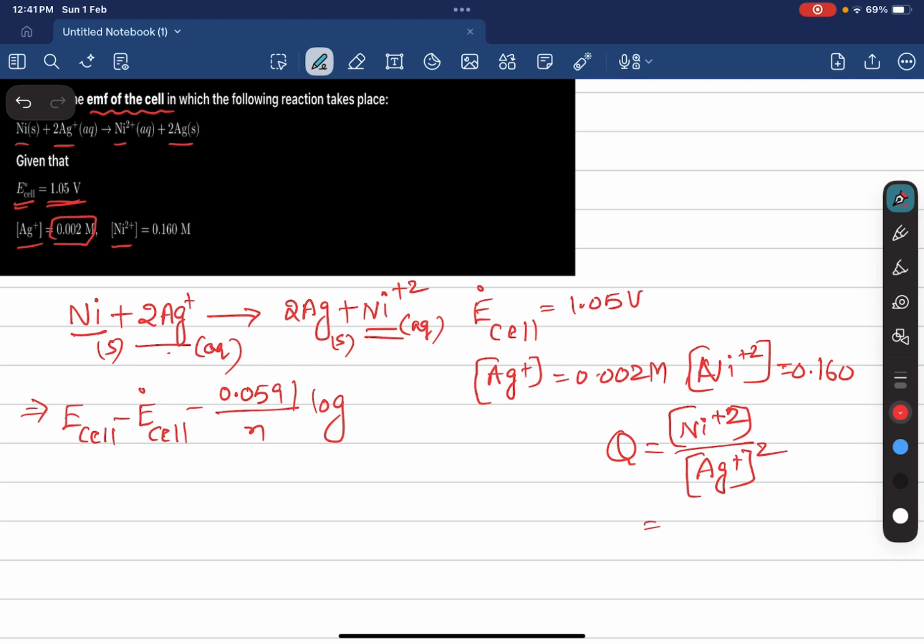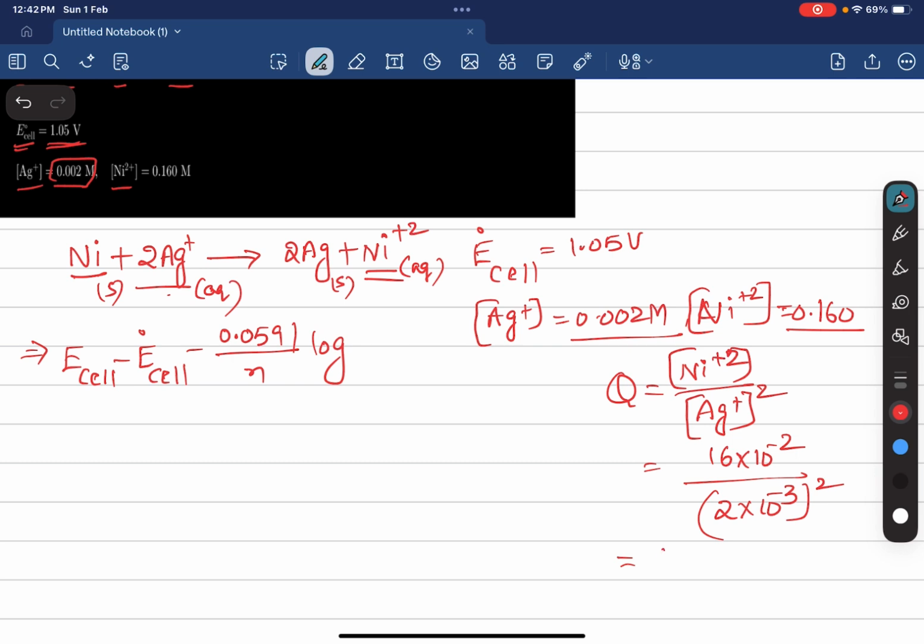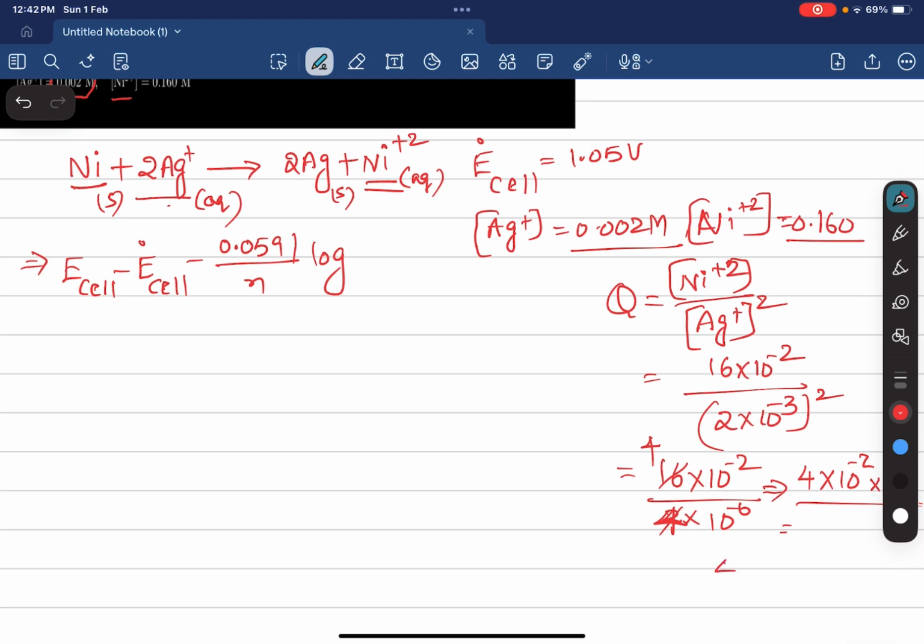So here the Ni2+ value is 0.160. You can write it as 16 into 10 power minus 2, by the Ag+ value, which is 2 into 10 power minus 3. Since it is power 2, you can take it as a square. So you can write 16 into 10 power minus 2 by 4 into 10 power minus 6. So 4 ones are 4, 4 fours are 16, so you get 4 into 10 power minus 2 into 10 power plus 6, which equals 4 into 10 power plus 4. This is the Q value which we have got.